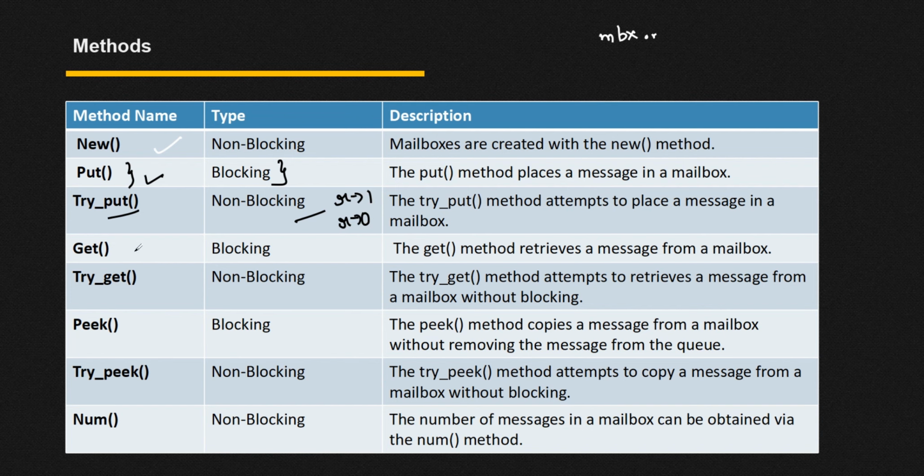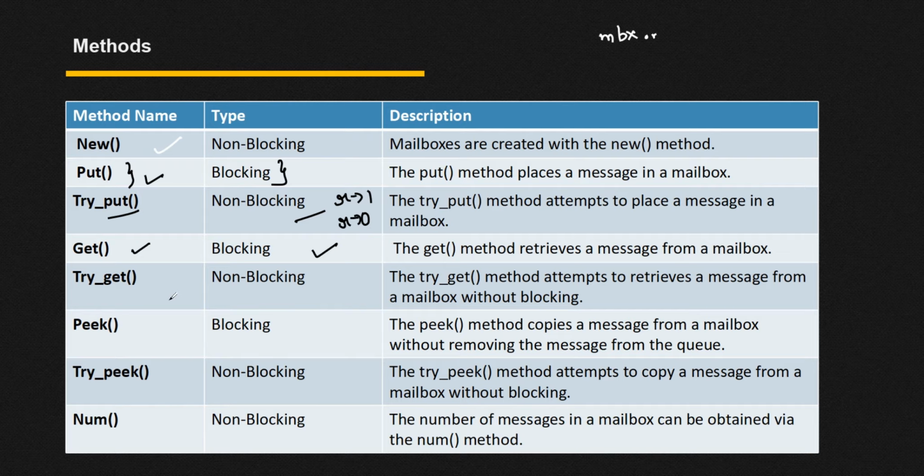Okay? Now after that we have the get method. Once you have passed your data or transaction inside your mailbox, now you want to retrieve that data or transaction from your mailbox. In order to do so, you are going to use the get method. Your get method is also blocking. If your mailbox is empty, you have to wait until a put has been done. If there is no transaction available, you have to wait. That is your get method, which is a blocking method.